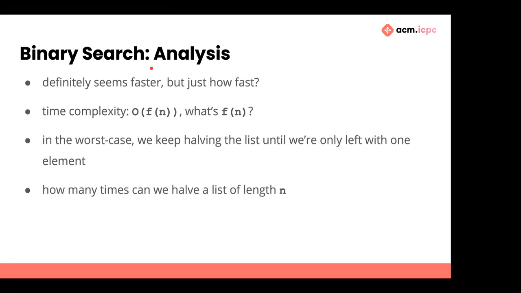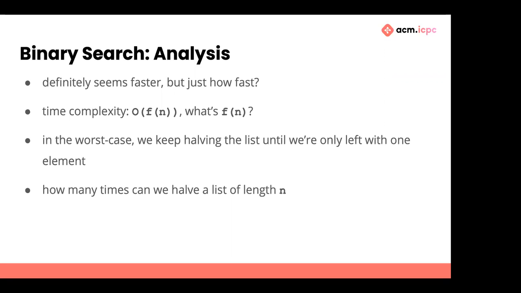Great. So now that we looked at the code, let's try to analyze this a little better to see just how fast binary search is. I mean, it definitely seems faster, right? Because at every step, you're eliminating half the elements. And in linear search, when you're looking at one element, you're only eliminating one at a time. So yeah, we're going to analyze the time complexity in big O notation like we discussed in last week's presentation.